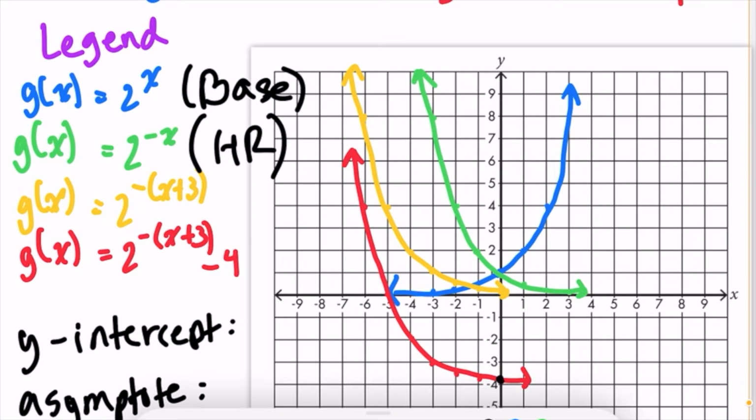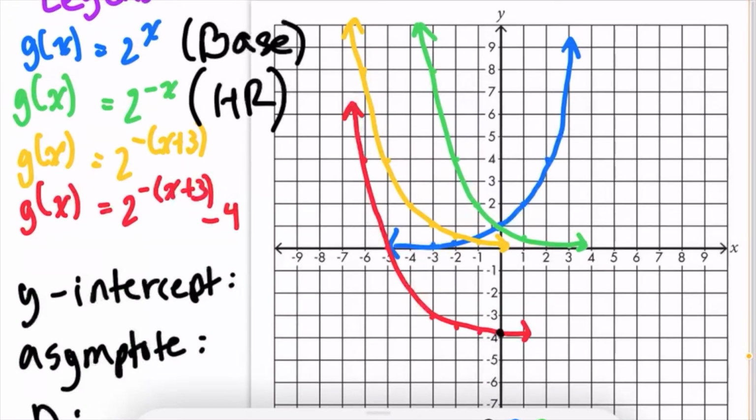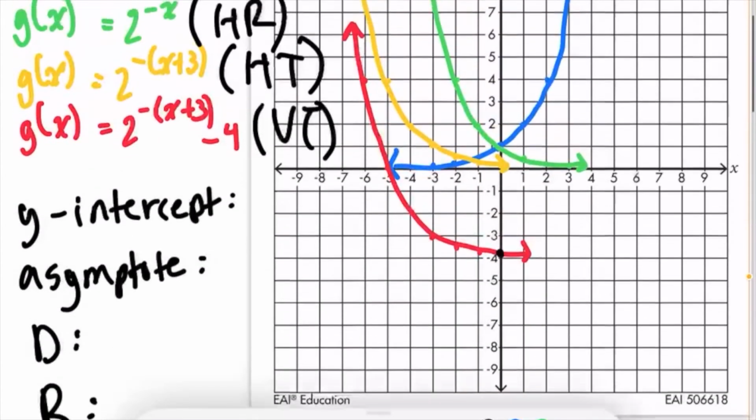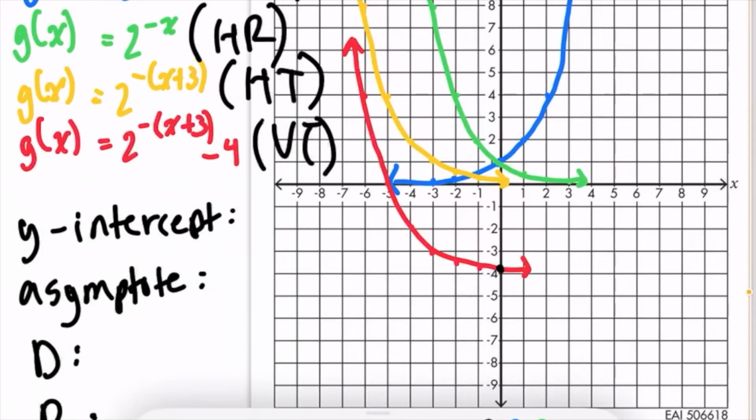Then from the green graph to the yellow graph, we can clearly see that it's translated left by 3 units. So it's a horizontal translation. And then we go 4 units downward from the yellow to the red graph, indicating a vertical translation down 4 units. Now, the y-intercept can be calculated in 2 ways. Number 1, algebraically, and number 2, graphically.